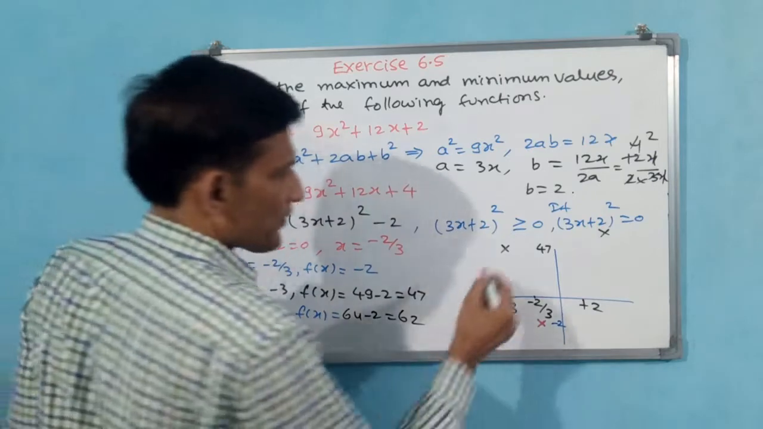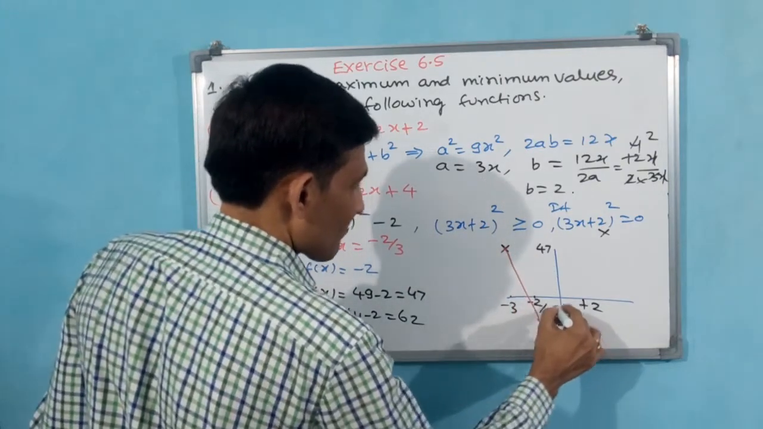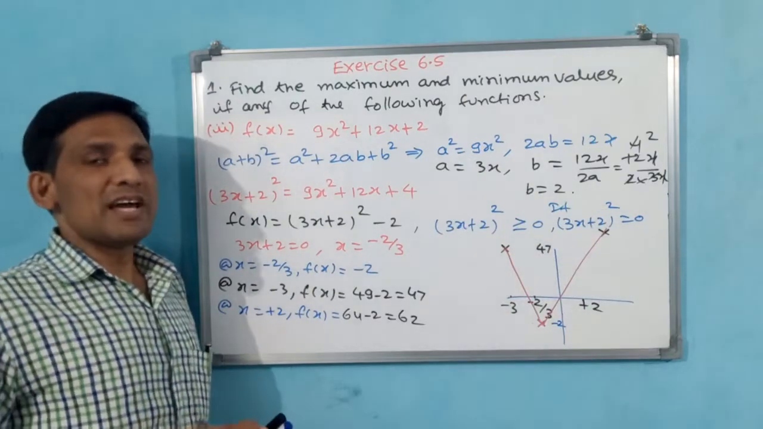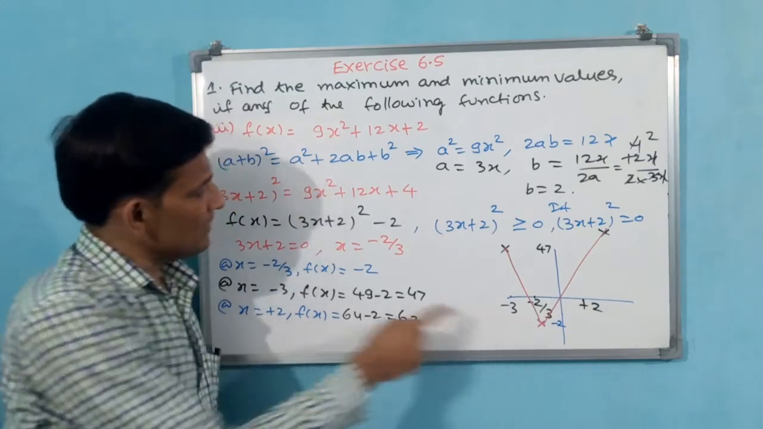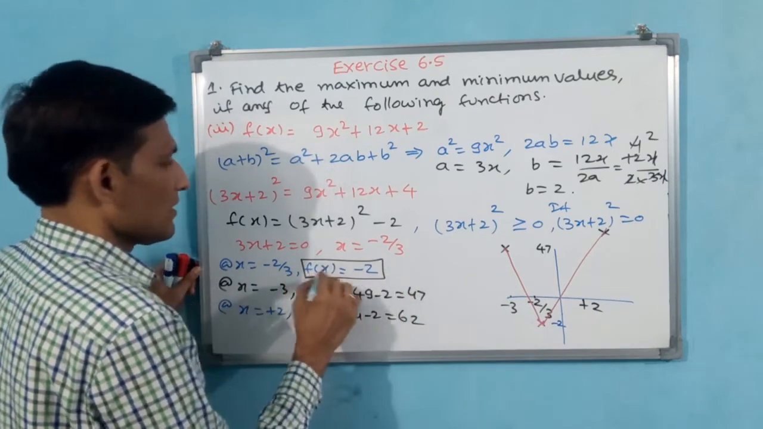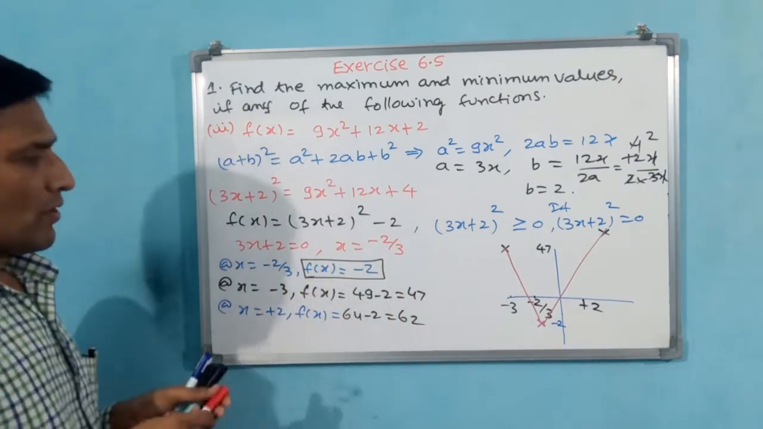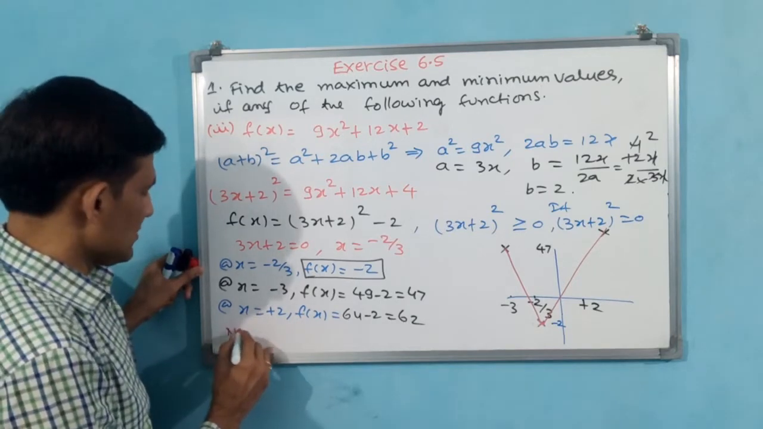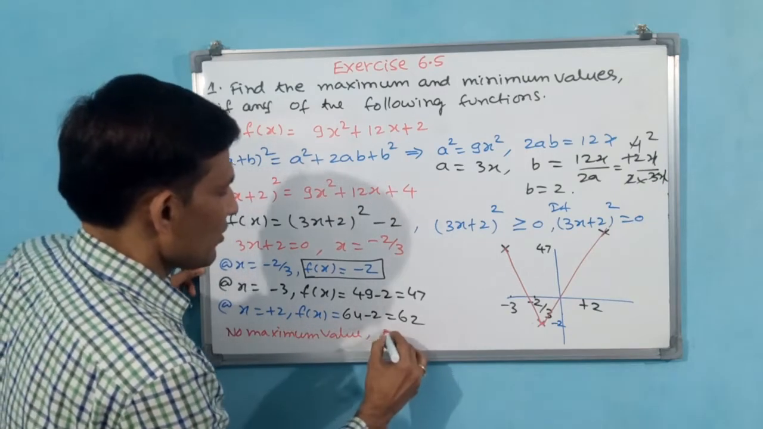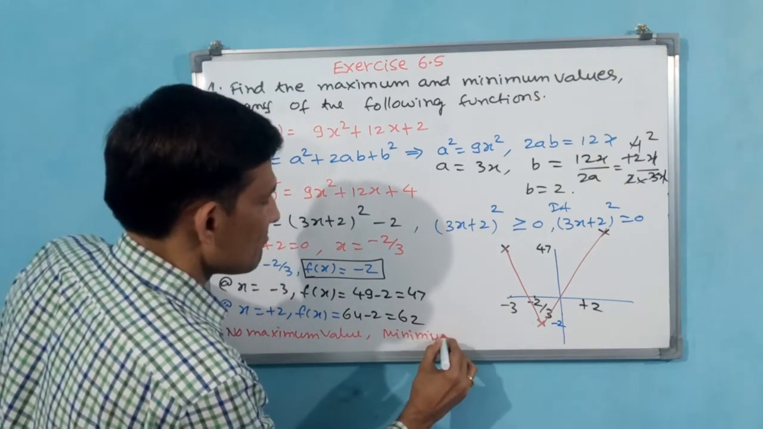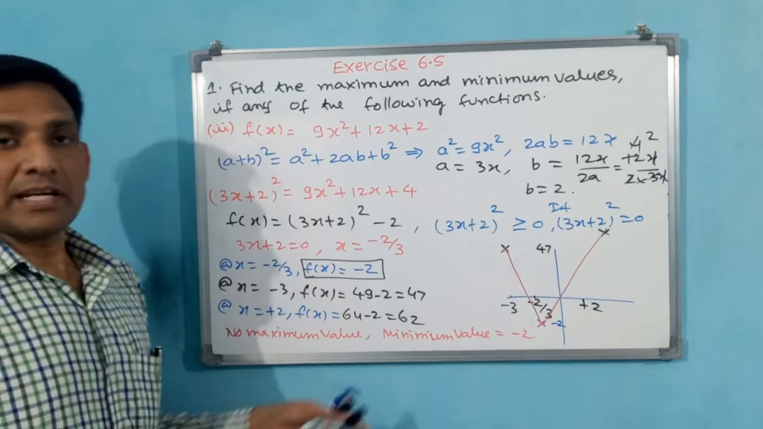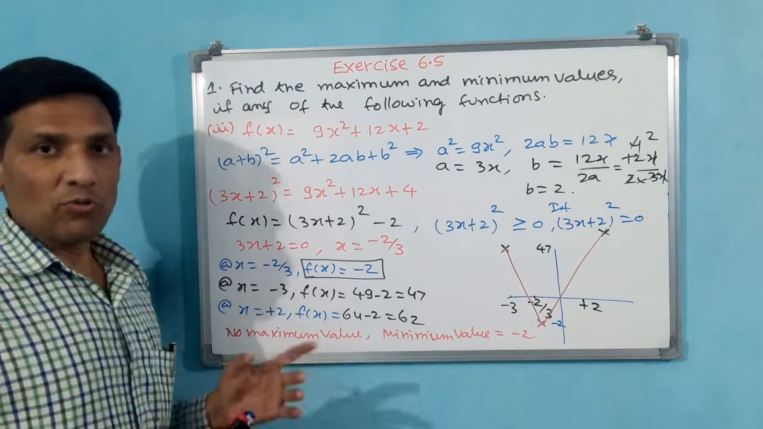Graph will be like this, you see. You understand? It is in V shape. V shape means there is no maximum value, only minimum value. Minimum value is how much? Minus 2. This minus 2 is the minimum value. I am writing, you see. No maximum value, minimum value is equal to minus 2. You understand the question? Like this you have to tackle.